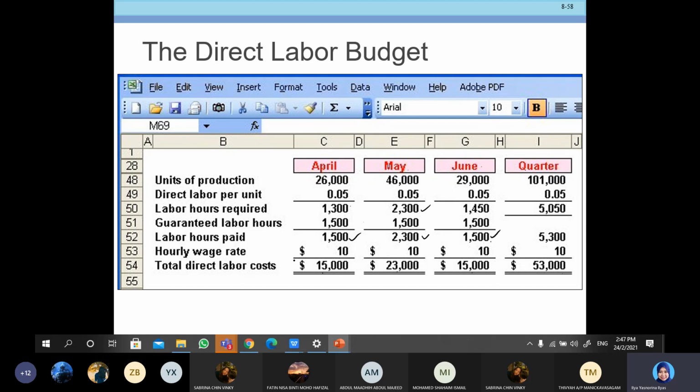So this is the hourly wage rate. We pay them $10 per hour. So this is the total direct labor that we pay. We need to pay them 53,000 for that quarter. So the direct labor budget is a different format, but it's easy. Do you understand the direct labor budget?